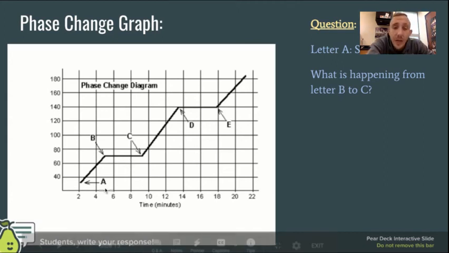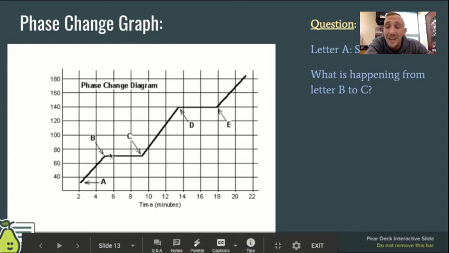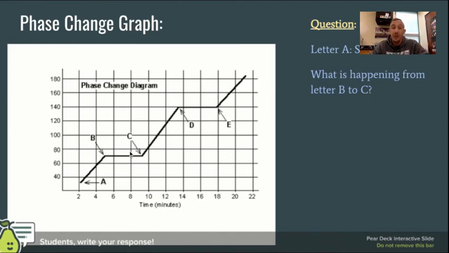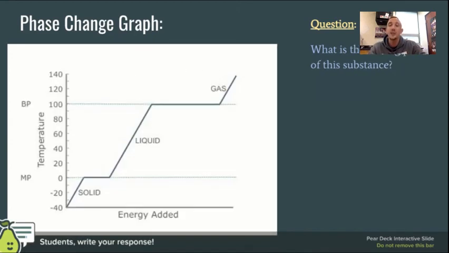Okay, so we know letter A is a solid. So from B to C, you should have said it was melting. Okay, so if I said what is happening from C to B, you would say it's freezing. But because this question is saying what's happening from B to C, you should say, hey, Mr. Sassy, because it's going from a solid to the start of a liquid, it's going to be melting.